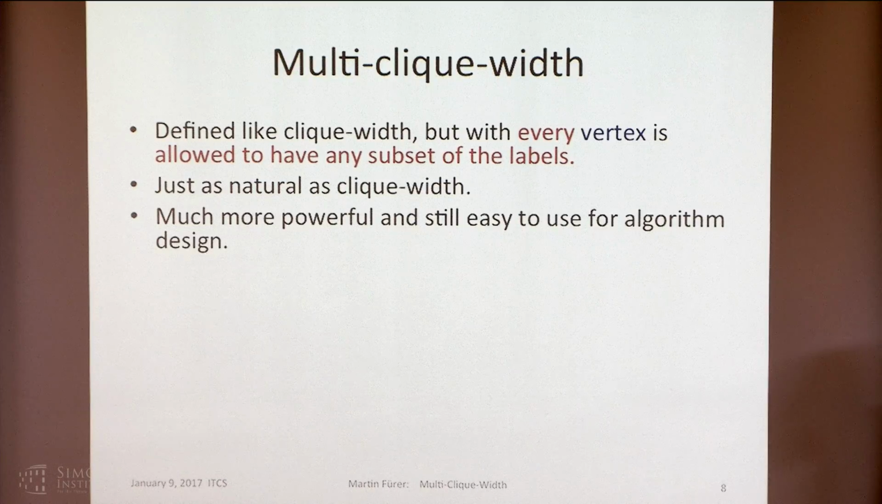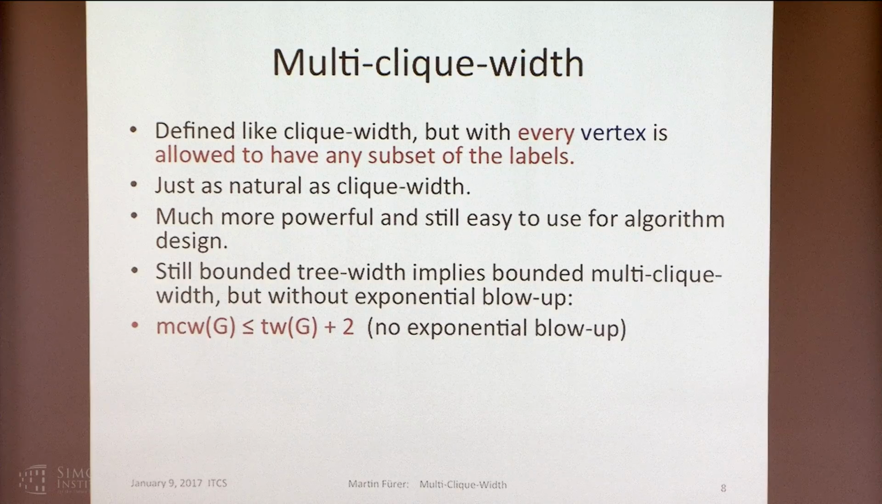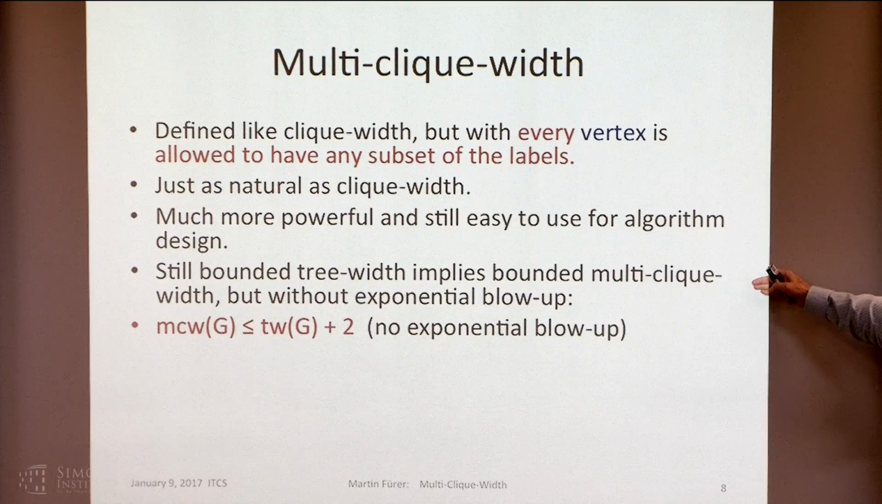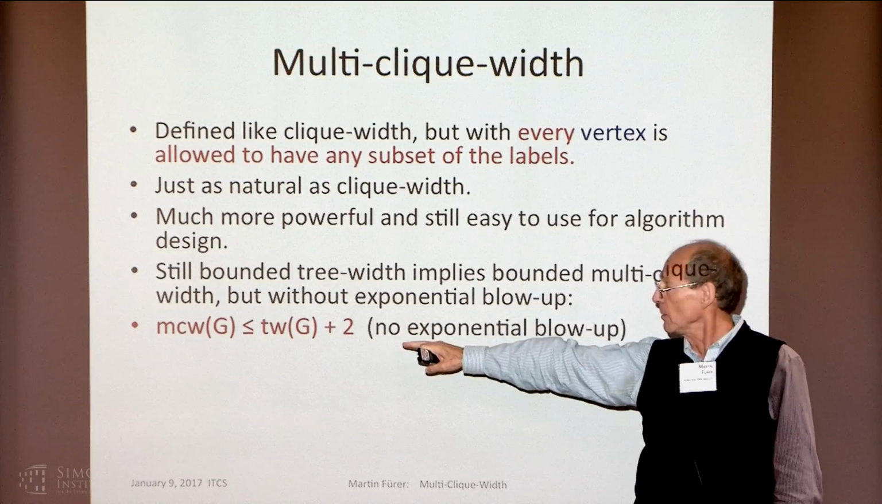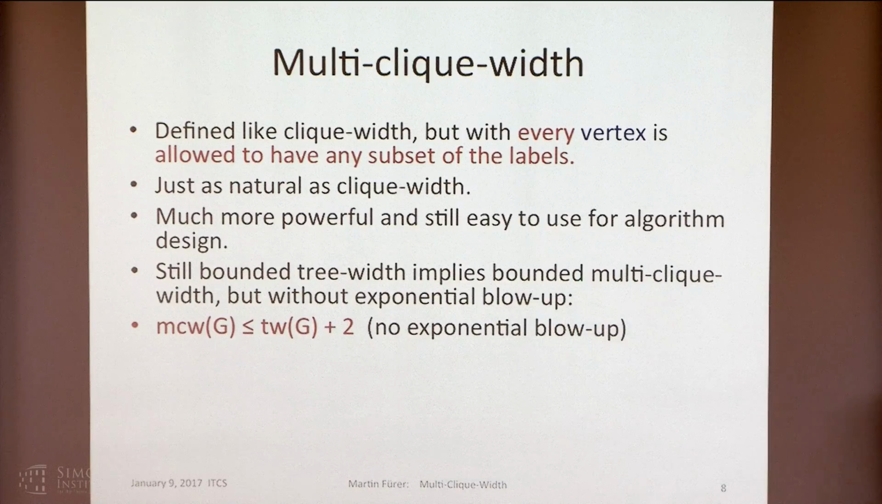But the notion of multi-clique-width is now much more powerful, and it's still easy to use for algorithms. Naturally, we still have bounded tree width implies bounded multi-clique-width, but this time we have no exponential blow-up at all, so it just adds 2. And actually the proof of containment is very, very natural. One just uses these k labels to remember which edges have still to be added later on in the construction.